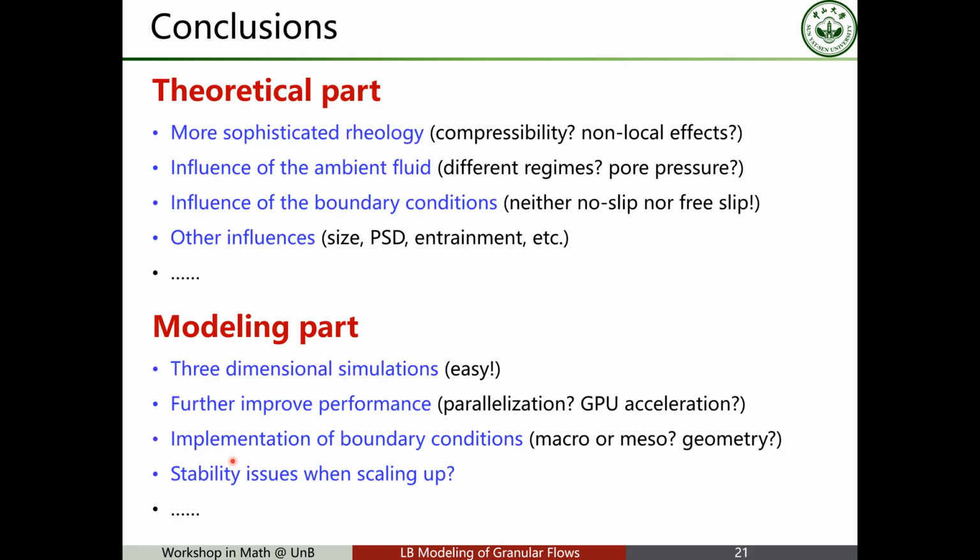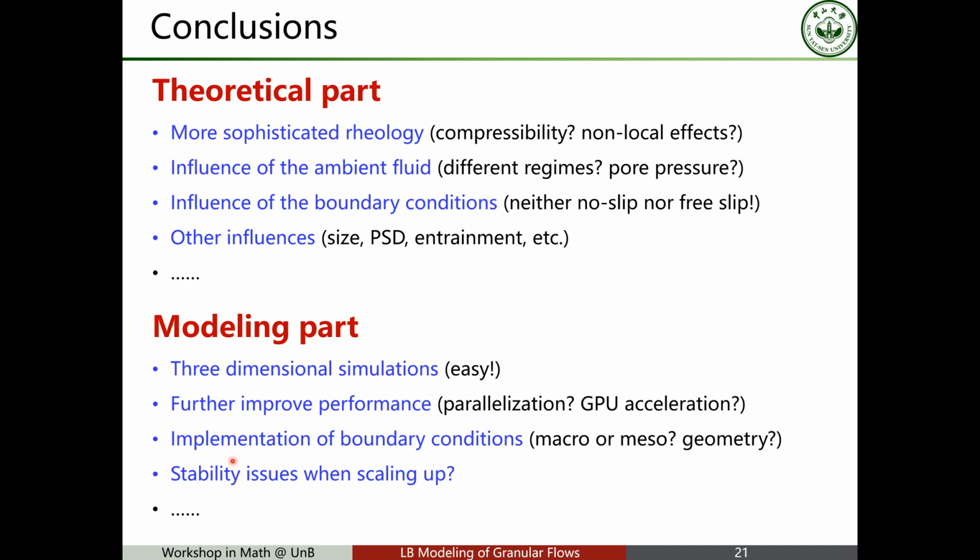So conclusions, in short, we try to develop a multi-scale numerical framework for granular flow simulations based on the Lattice Boltzmann method. But we have to admit that this is still at the very early stage, and we only started this very recently. There are still a lot of things we can do. For example, for the theoretical part, we can try to implement more sophisticated rheology by considering the compressibility of the granular flow and also the non-local effects.